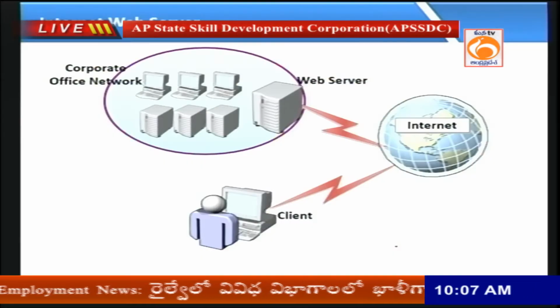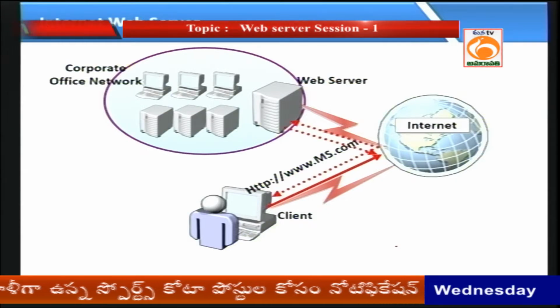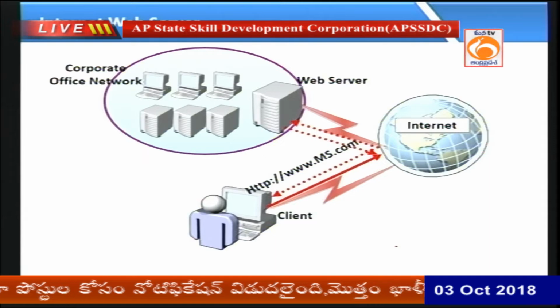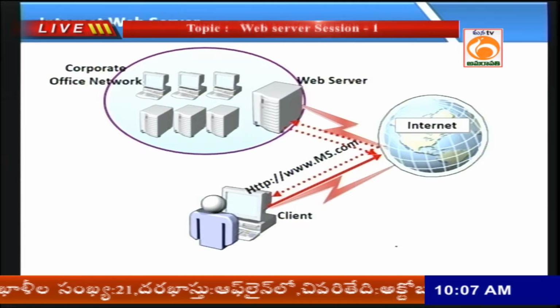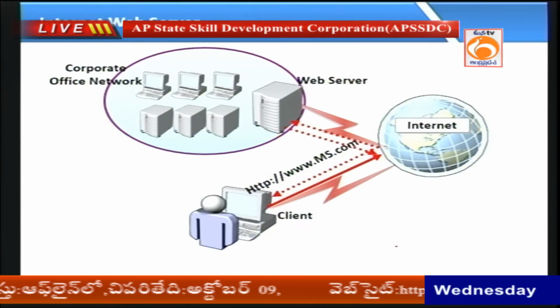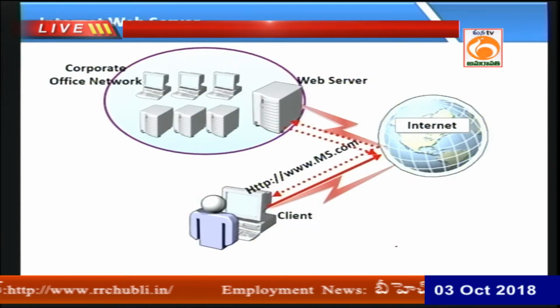For example, here the client is typing the URL. If you check this slide once, he is typing this address, www.ms.com. Once he enters this address in his computer, the request will go to DNS. In the last session we talked about DNS. DNS will tell the IP address of the web server. Using that IP address you will contact the web server which is in the office, and you will get the website. Like this, everyone can access this website from any corner in the world because it is an internet website, like how we are browsing Yahoo.